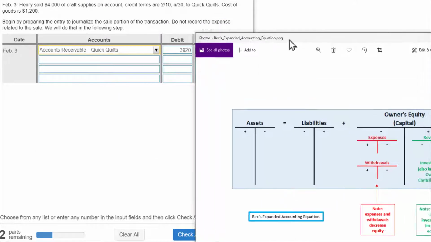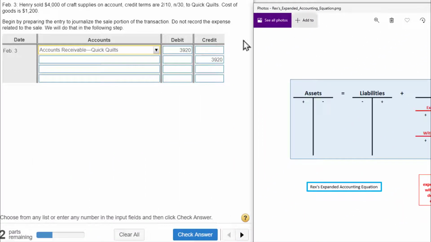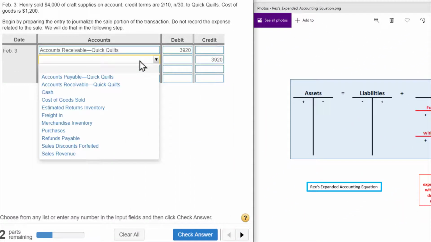And then the other account is sales revenue. Our sales are going up. How do revenues go up? They go up with a credit. So that is why I am crediting sales revenue.